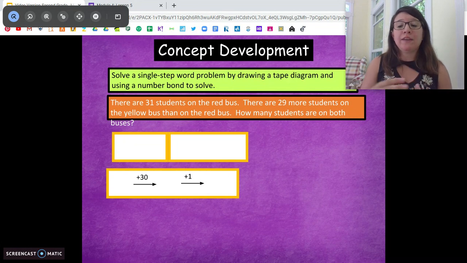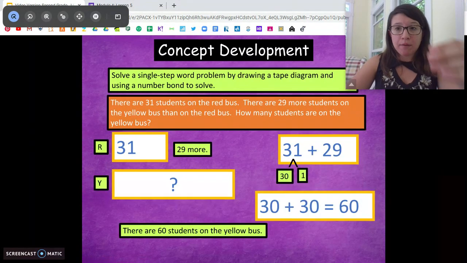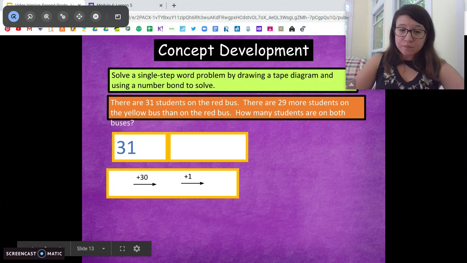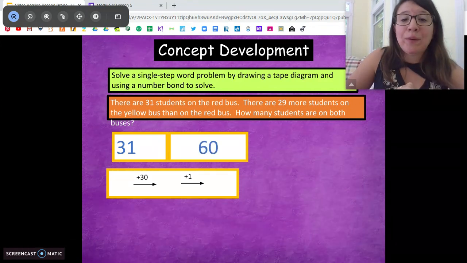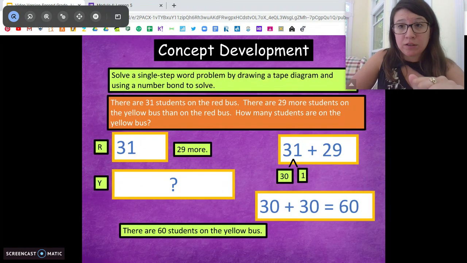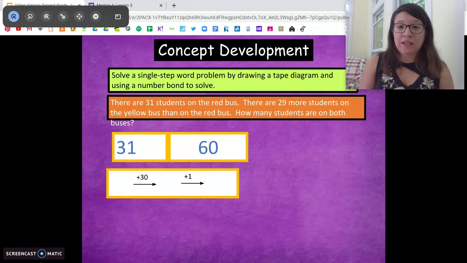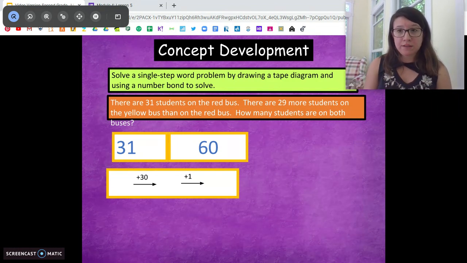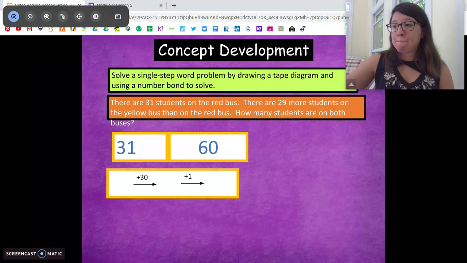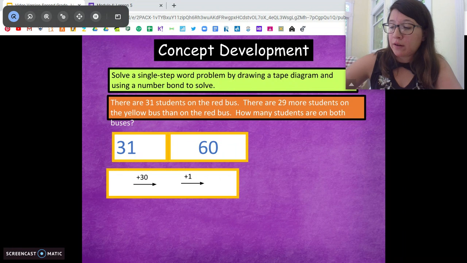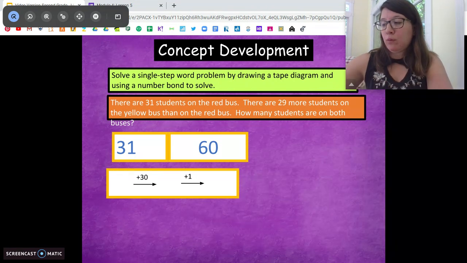So what are we going to do with the information that we solved for in this last problem? We're going to use that 60 to help us. So we have the 31 on the red bus, and we have the 60 from the yellow bus that we solved for in our last problem. Now, what do we need to do with both these two numbers? I'm going to read you the question again. This is how many students are on both buses. We're going to need to add them. So we're going to do 31 plus 60 equals.